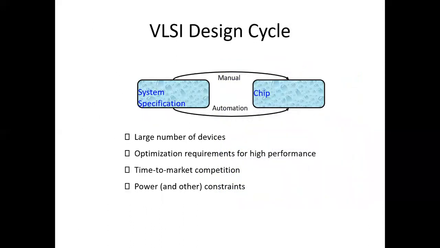Now we are coming to the VLSI design cycle. The VLSI design cycle starts from system specification and goes to the chip, meaning your product. Chip means your product. That part we previously did manually, and presently we do it through automation.